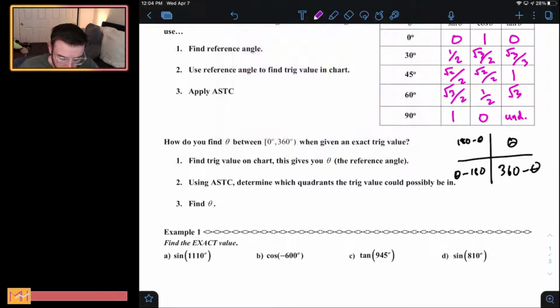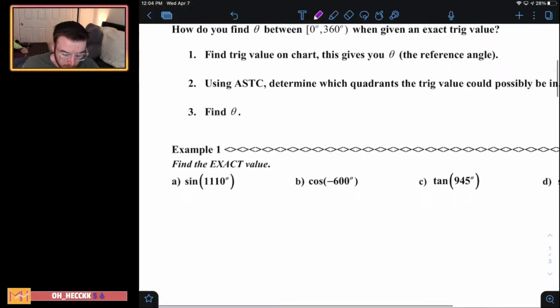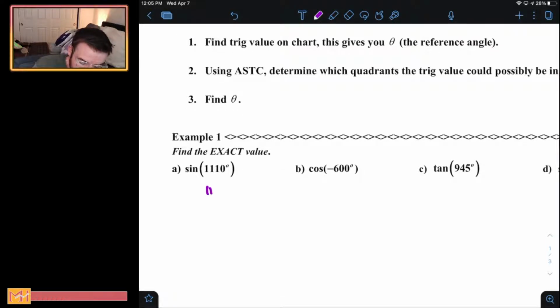Okay, so find the exact value. What is sine of 1,110 degrees? Well, 1,110 degrees is such a massive number, right? We need to figure out what the reference angle for 1,110 degrees is. But before we can even find the reference angle, we should really shrink this degree measure down. We know what coterminal angles are: when you add or subtract 360, you just end up right back in the same spot. So let's take 1,110 and subtract 360 several times.